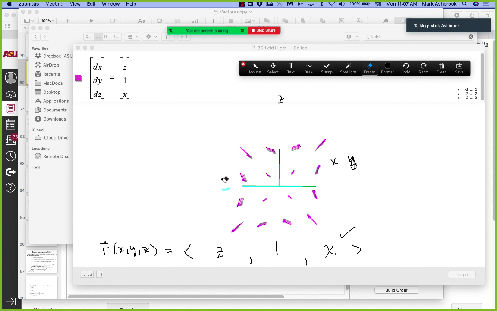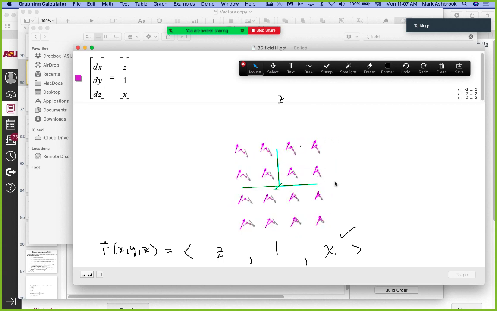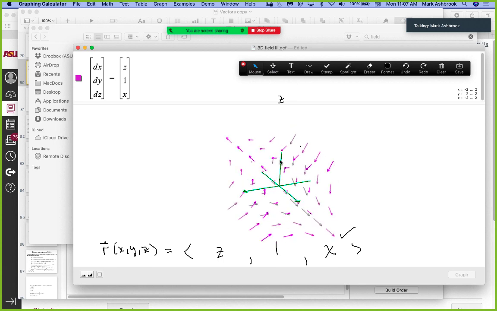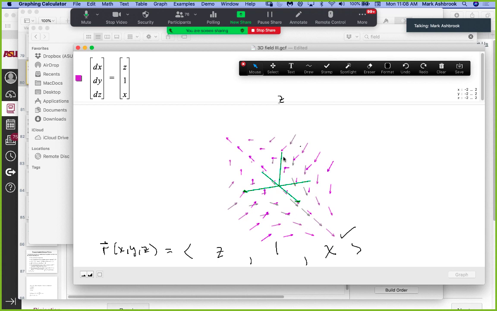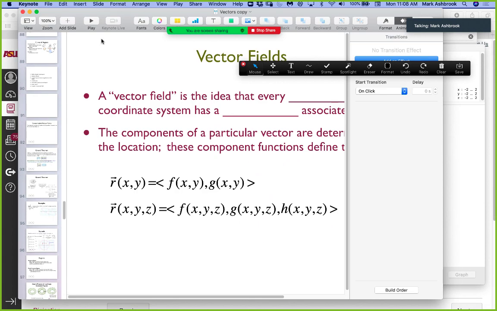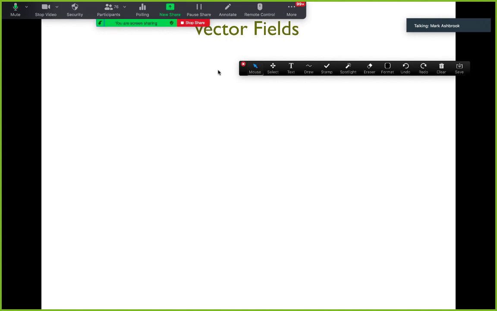Okay, so again, every location is assigned a vector according to the formula, which these were the formulas we were figuring out. Any questions? All right. We're going to advance the conversation here now.